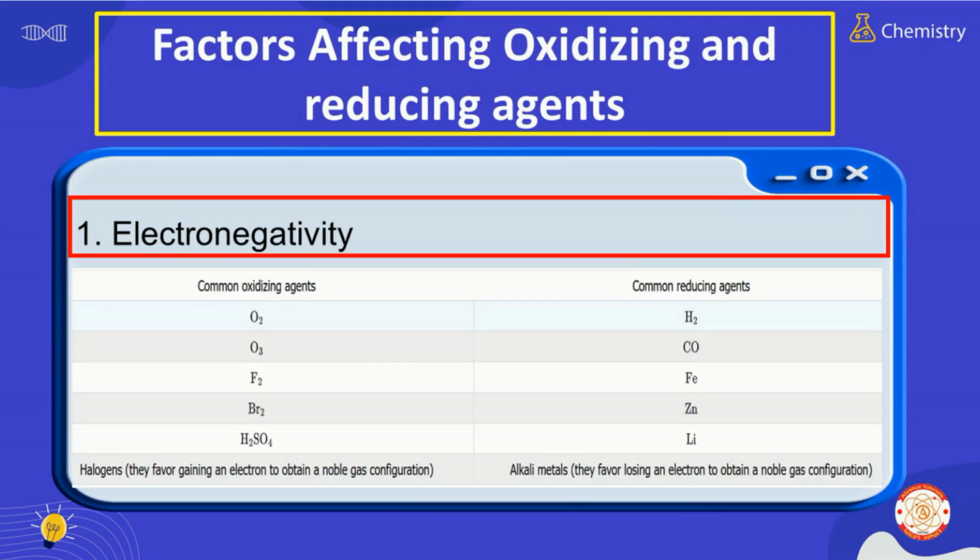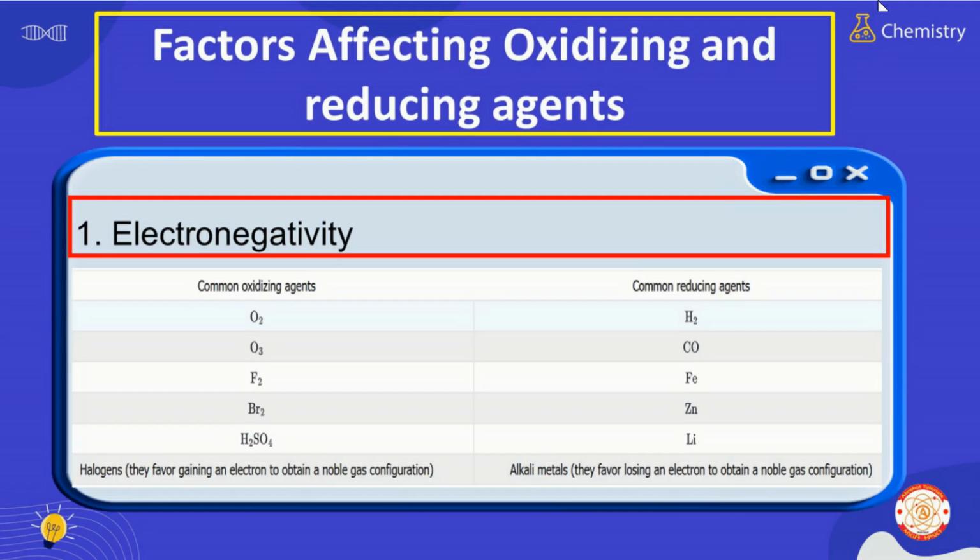Alright, now let us see factors that affect the strength of oxidizing and reducing agents. So there are 2 factors. The first one is electronegativity. Remember, it refers to how strongly an atom attracts electrons towards itself, right? Therefore, elements or atoms with higher electronegativity values tend to be what? Good oxidizing agents.